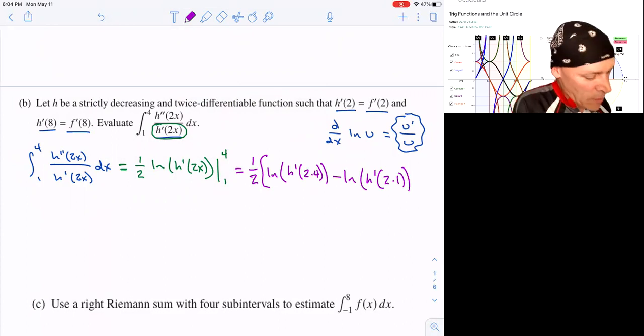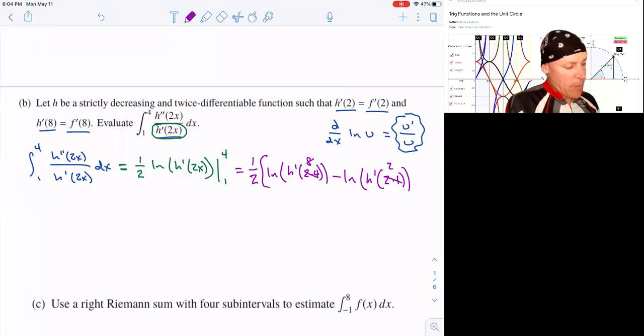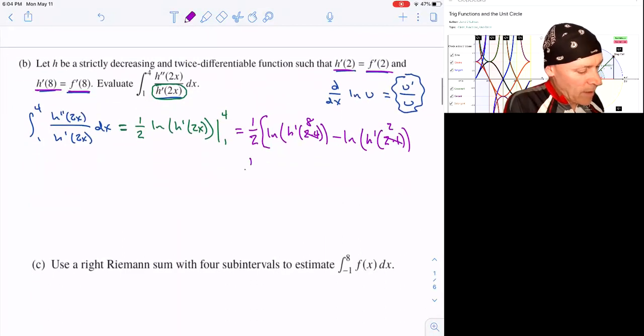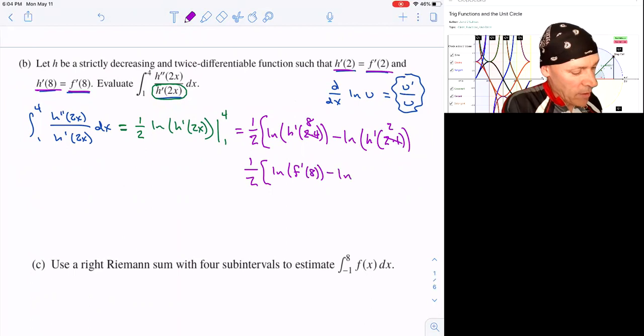So 2 times 4 is going to give me 8. 2 times 1 is 2. And now here's where I can take that substitution that they gave me, that h prime at 2 is equal to f prime at 2, and h prime at 8 is equal to f prime of 8. So I can rewrite this as 1/2 the natural log. Instead of h prime at 8, I can write f prime of 8, minus the natural log of not h prime at 2, but f prime at 2.